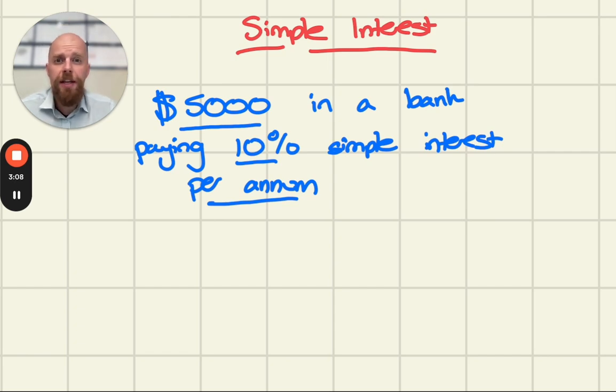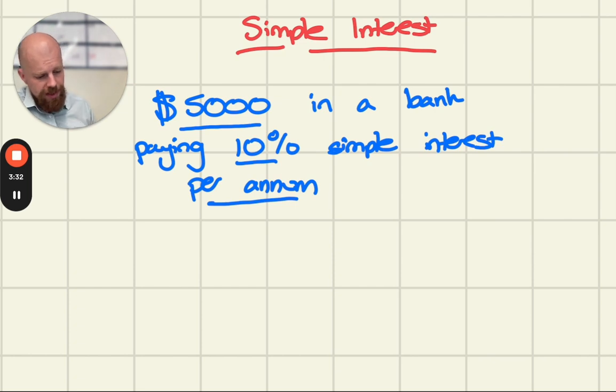Interest is money paid to you from the bank as a bonus for using their services. Simple interest is different to compound interest. The next video will be on compound interest. Simple interest is interest which doesn't change over time. So we work out the amount paid in the first year, and that will always be the same amount.